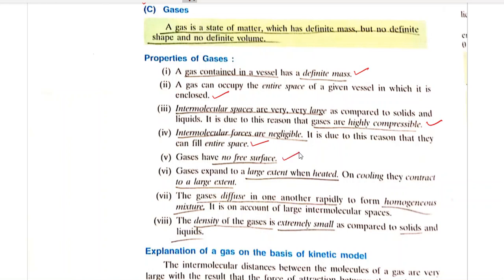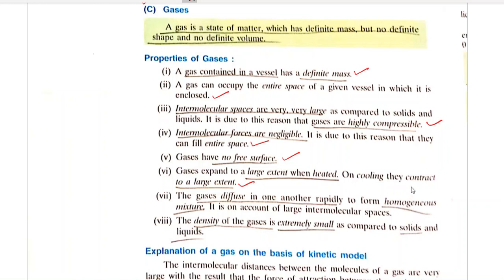Gases have no free surface. Gases expand to a large extent when heated. On cooling, they contract to a large extent. They diffuse into one another very fast, very rapidly. They mix with each other very rapidly and form homogeneous mixture. The best example of homogeneous mixture in gases is air.